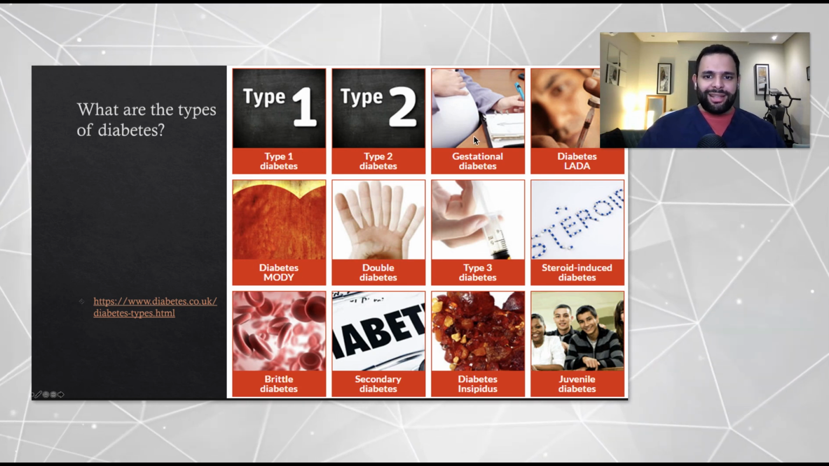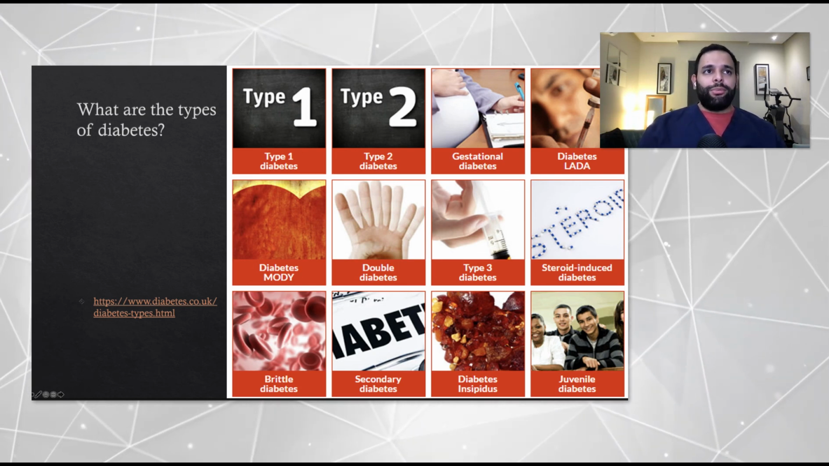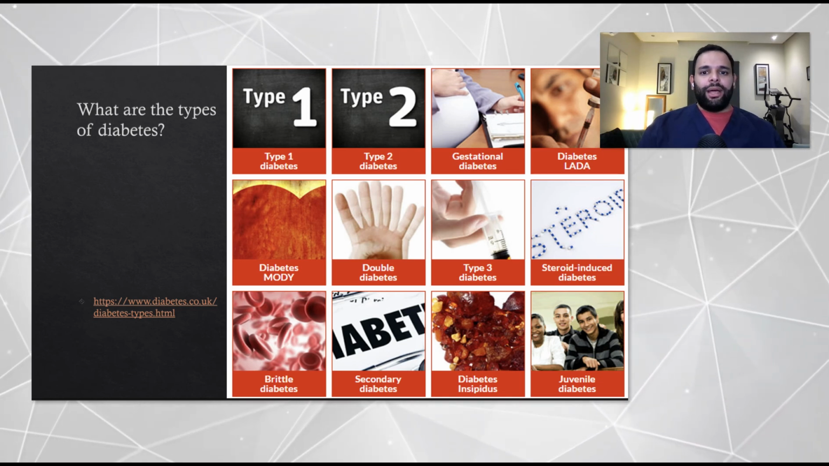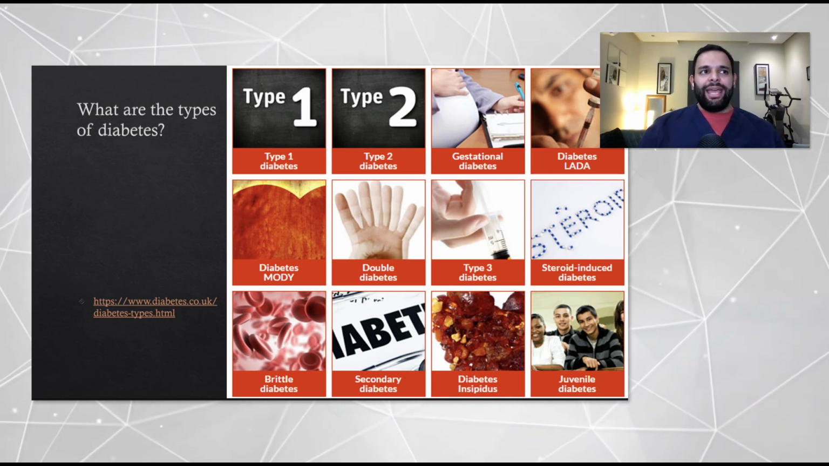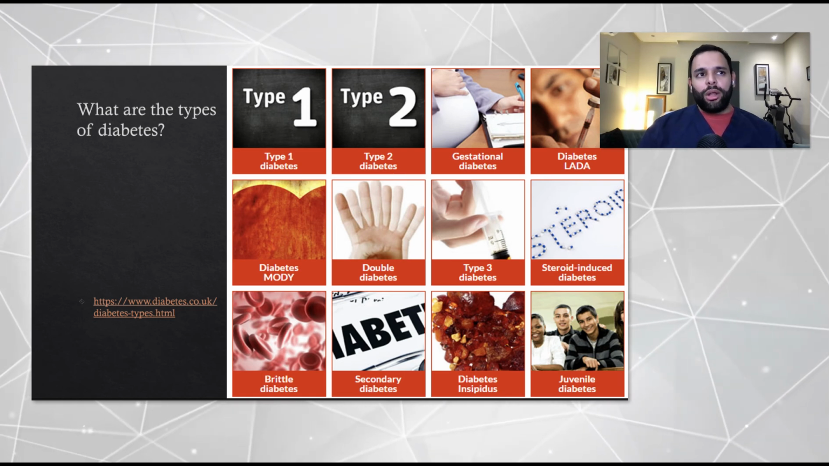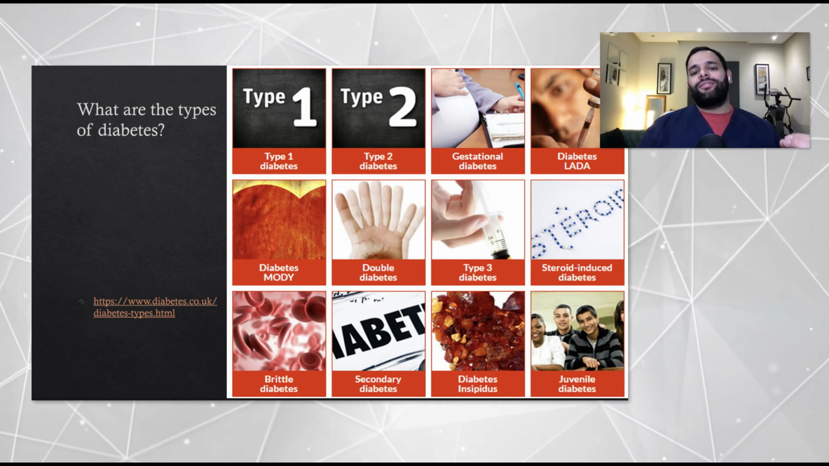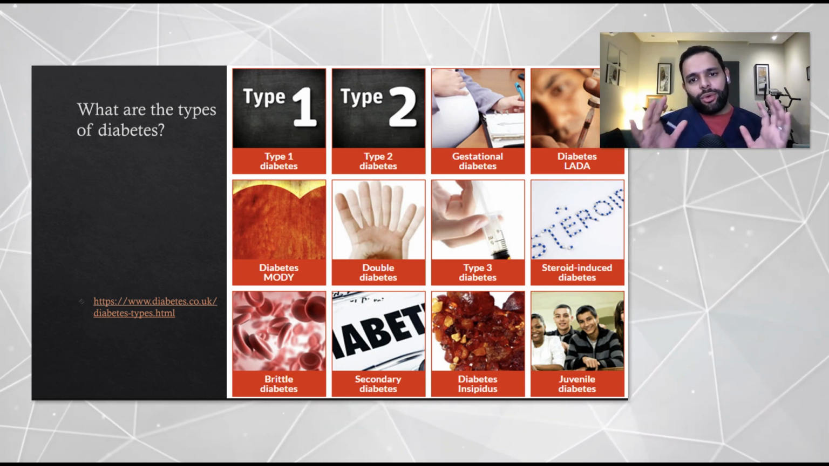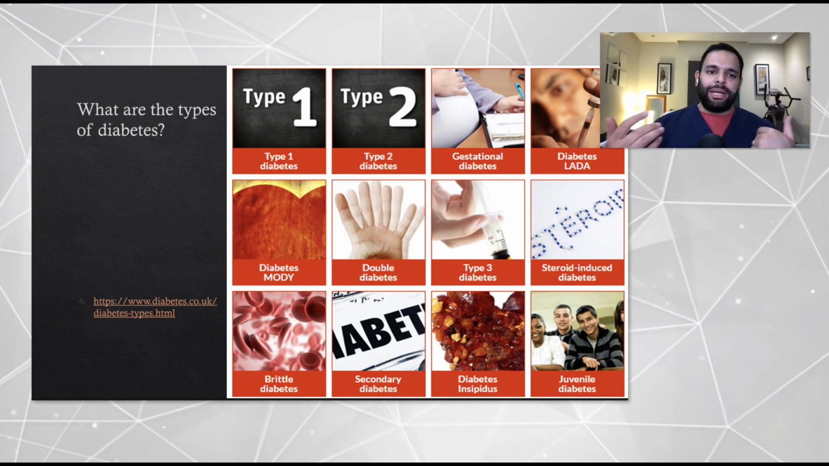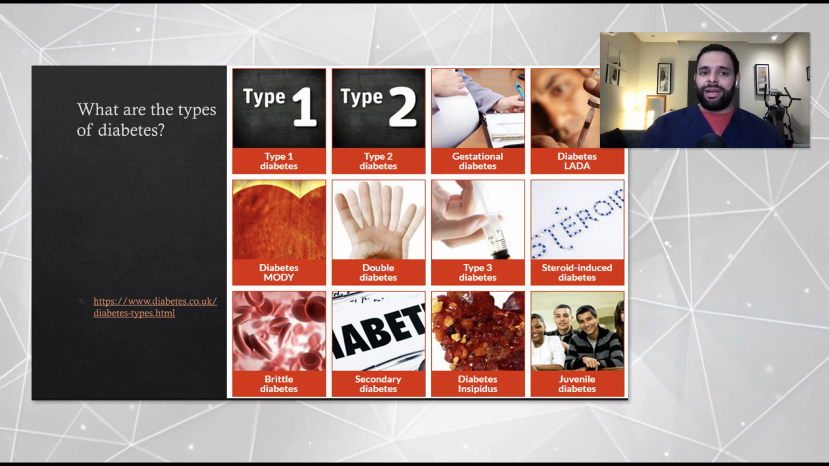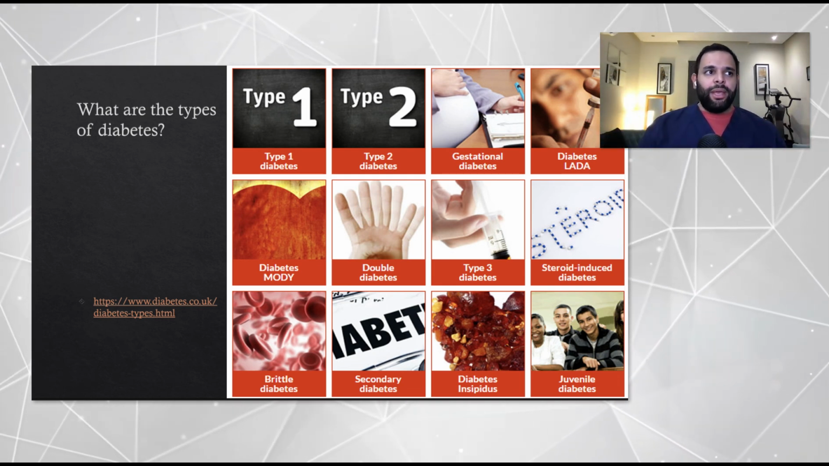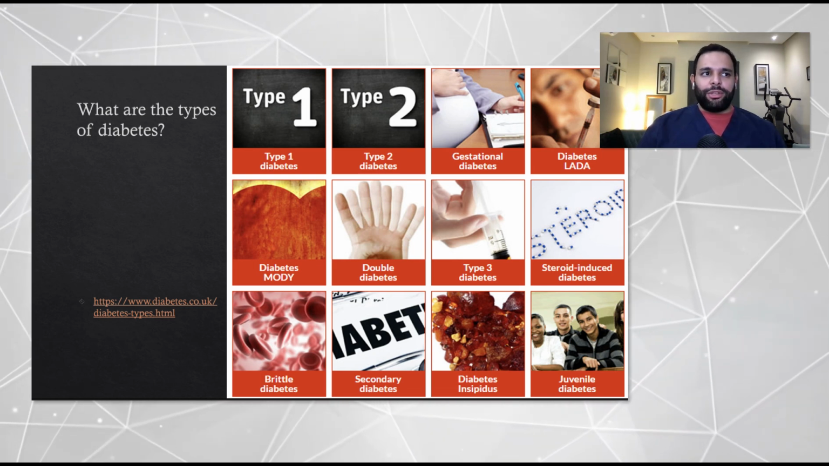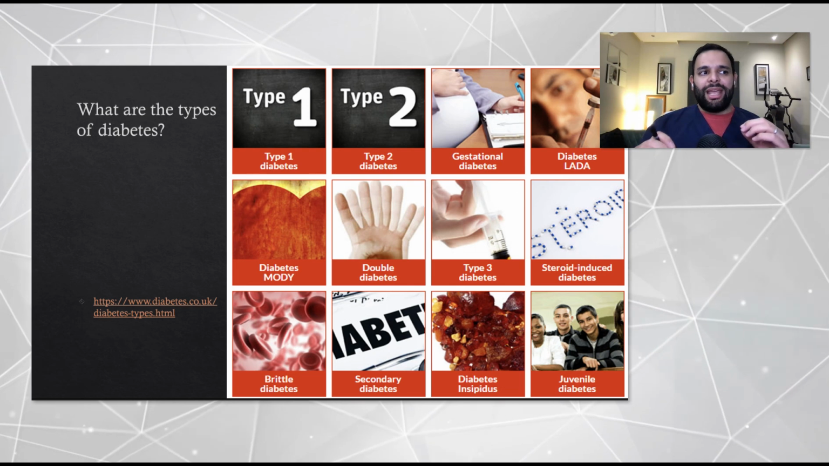Gestational diabetes is a diabetes that occurs in pregnancy, at the time of pregnancy. And diabetes LADA, the abbreviation for latent autoimmune diabetes of adulthood, is a form that is related to type 1 diabetes, but instead of developing slightly earlier in age, it would develop slightly later. And then you have diabetes MODY, which is maturity onset of diabetes in the young.